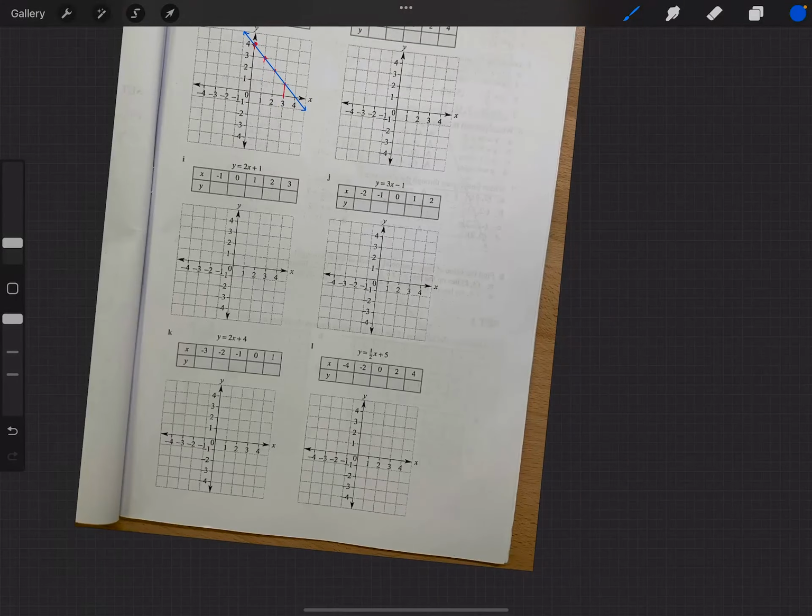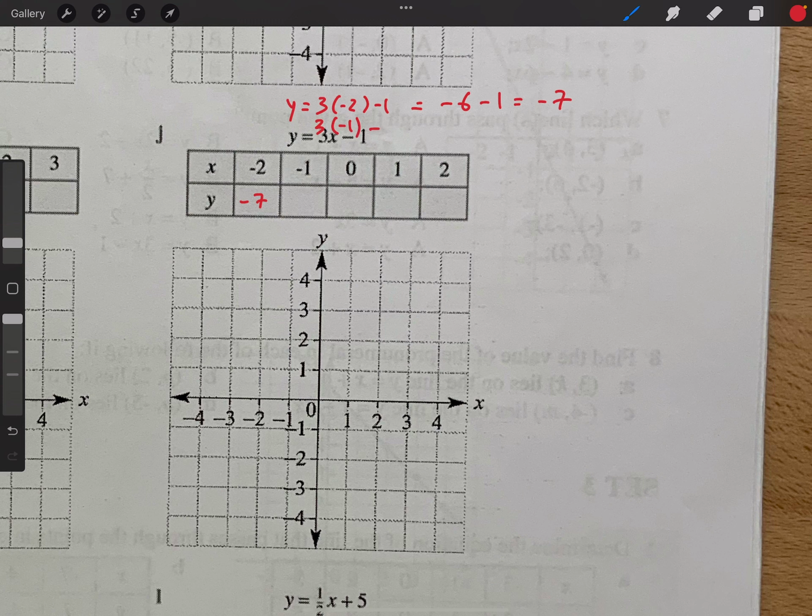So 3x minus 1. If x is equal to minus 2, y is equal to 3 times minus 2 and then minus 1, which equals, 3 times minus 2 is minus 6. Minus 6 minus 1 is minus 7. So this will be minus 7. If x equals minus 1, that's 3 times minus 1 minus another 1, so negative 3 minus 1 is equal to negative 4.